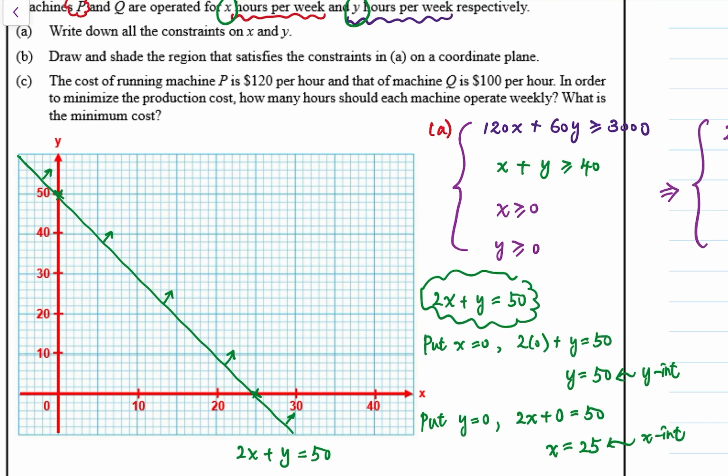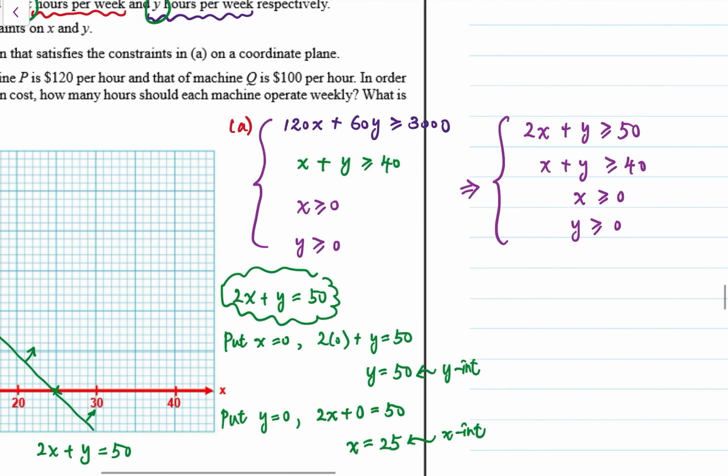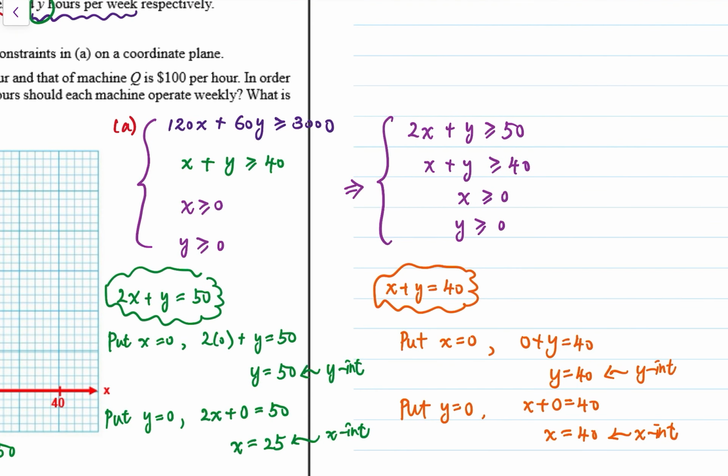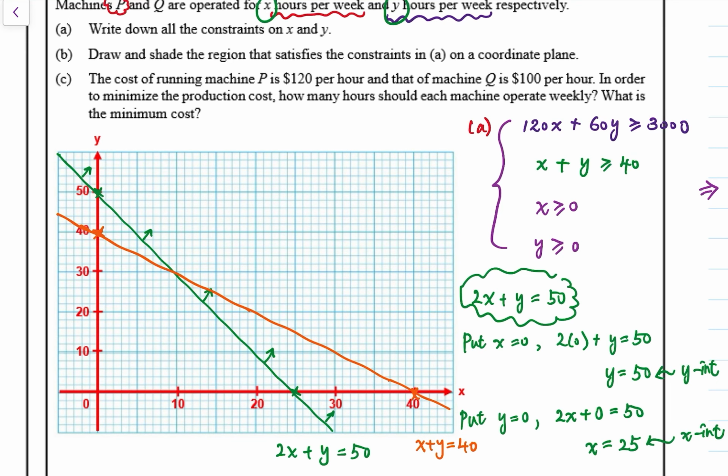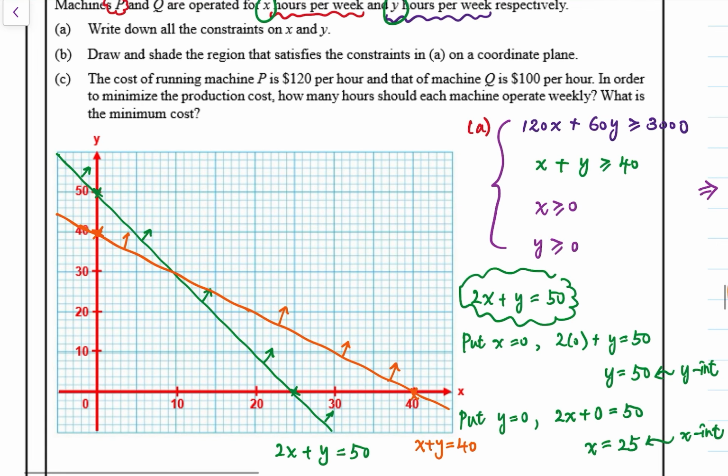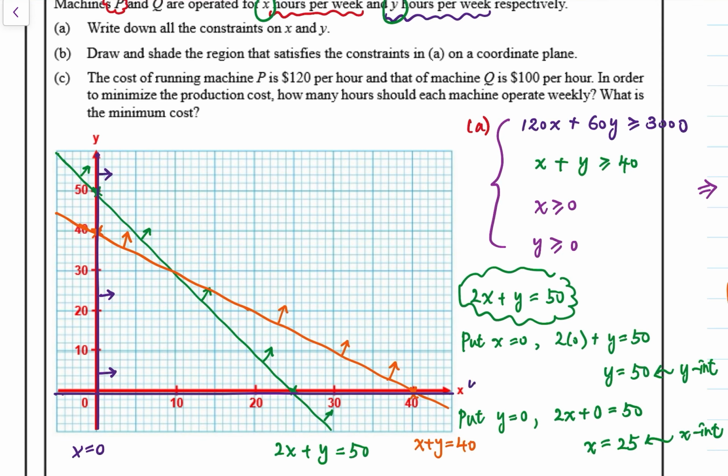Next, I have the straight line x plus y equals 40. X and y intercepts are both 40, so let's draw the solid straight line. And the inequality sign is greater than or equal to, so I have to shade the upper half plane. And of course, we have the two straight lines x equals 0 and y equals 0. Y equals 0 is the horizontal straight line, basically the x-axis. So I've added arrows as well.